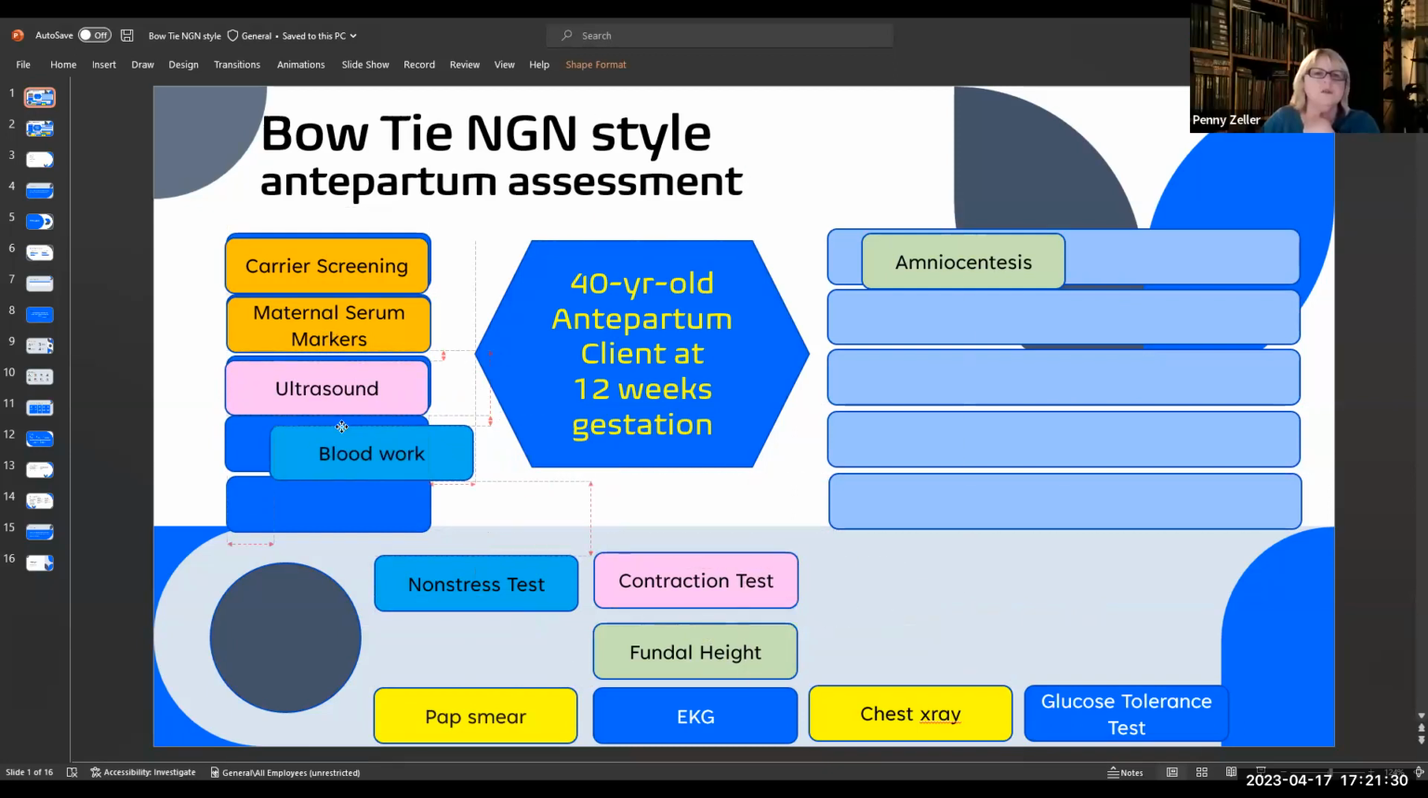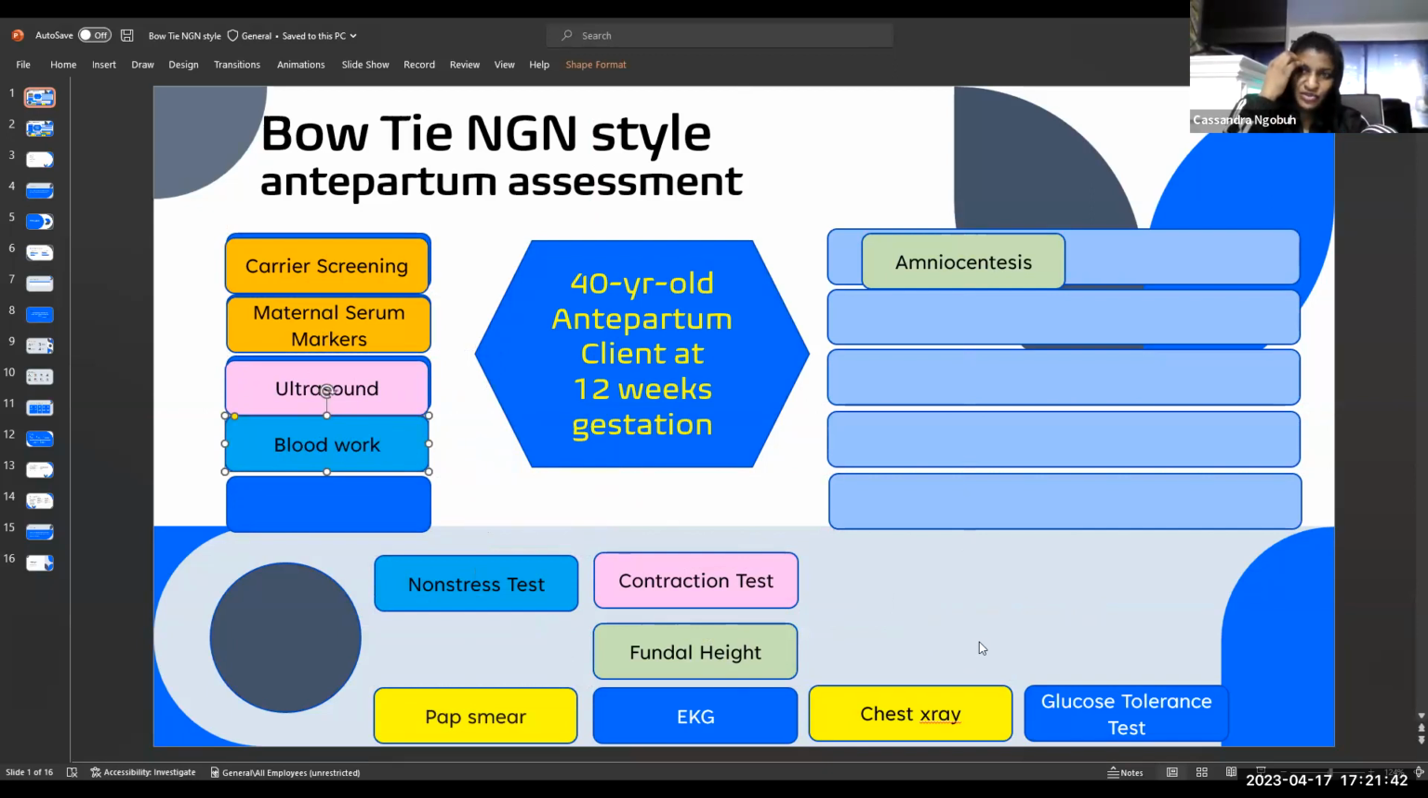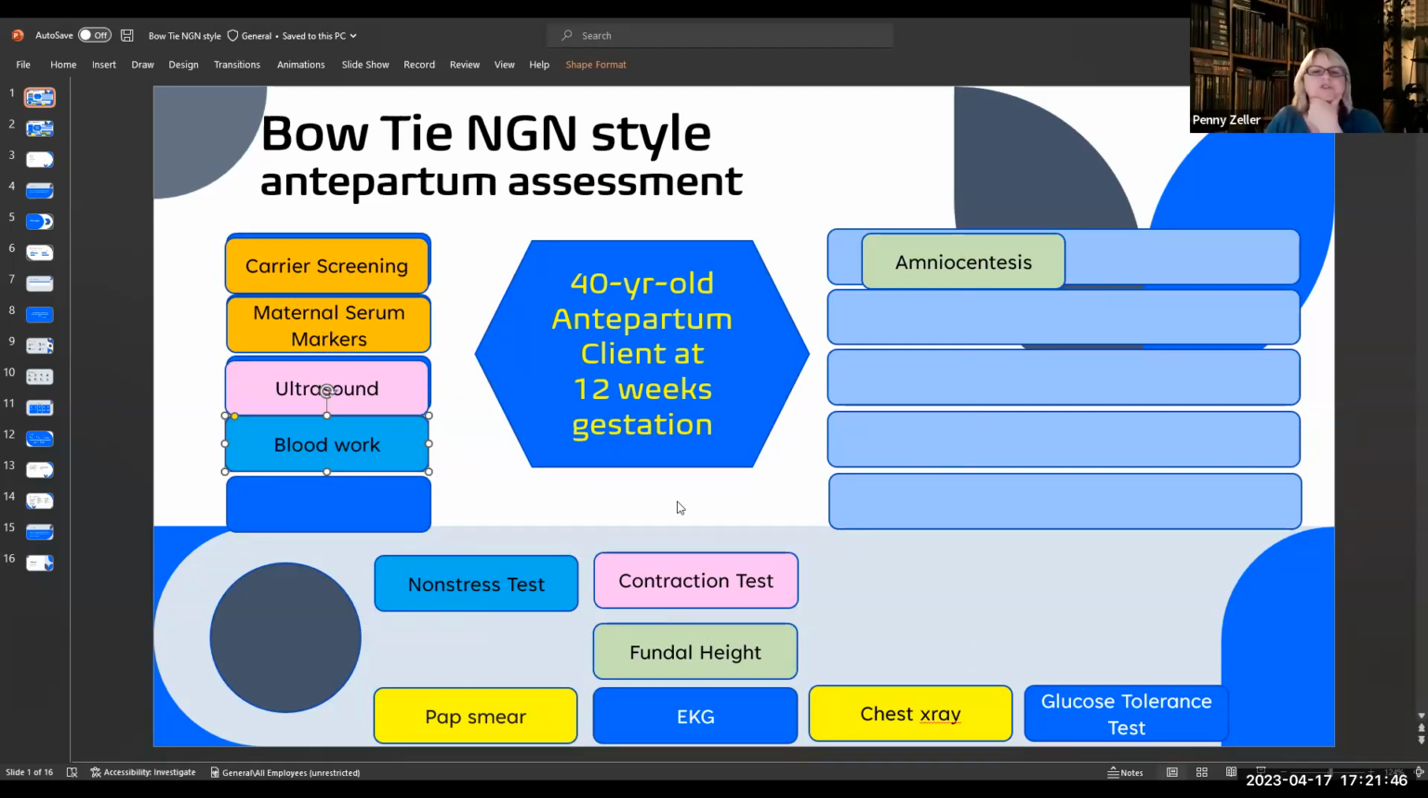So we are going to do some blood work. Of course, that's what maternal serum markers are, but we also need to look at her blood type and check her thyroid. What else? Anything else? What about the non-stress test? Not at 12 weeks. That's third trimester. Yep. The non-stress test and the contraction stress test are in another PowerPoint, I think.